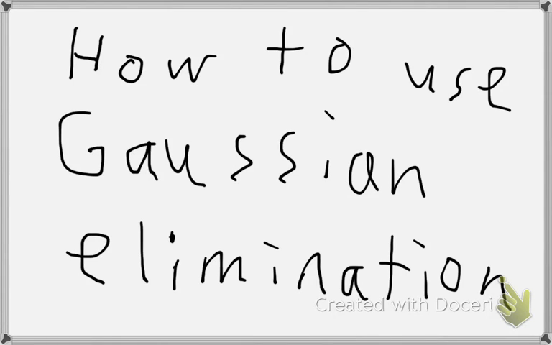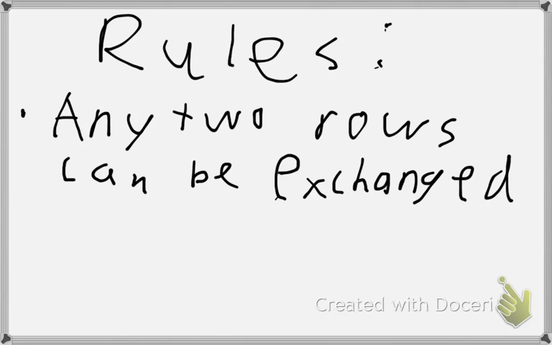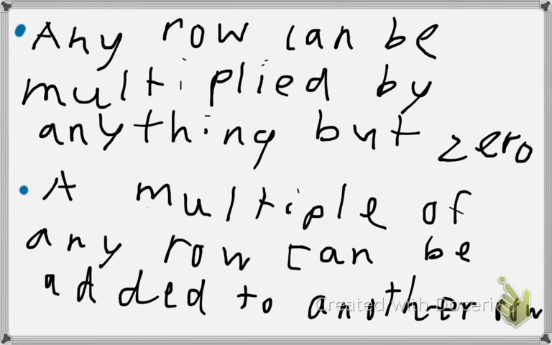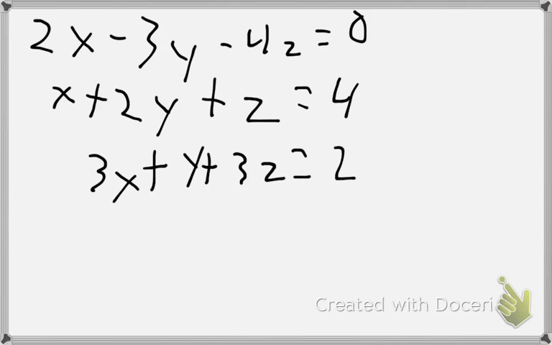How to use Gaussian elimination. The rules for using Gaussian elimination are: any two rows can be exchanged, any row can be multiplied by anything but 0, and a multiple of any row can be added to another row.